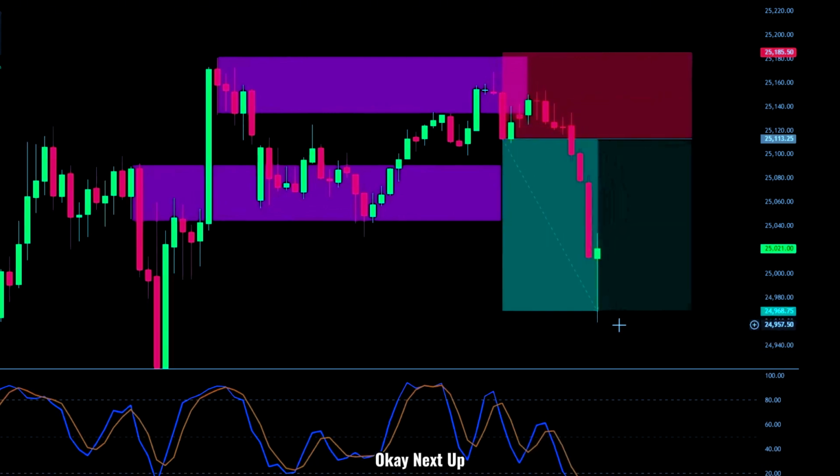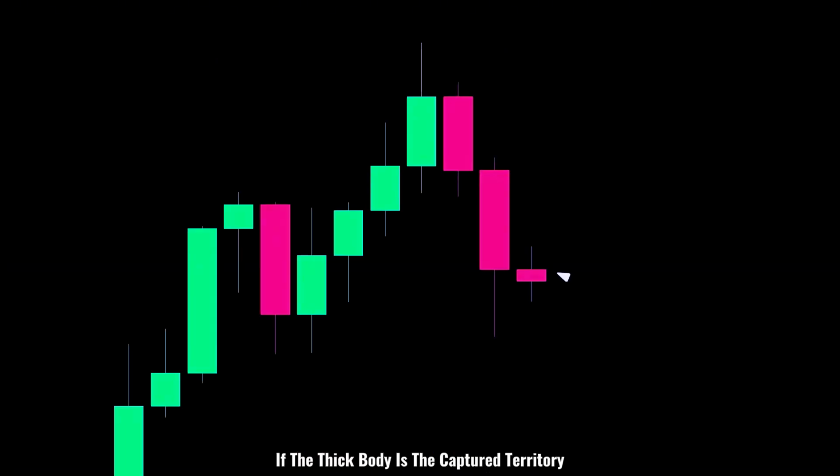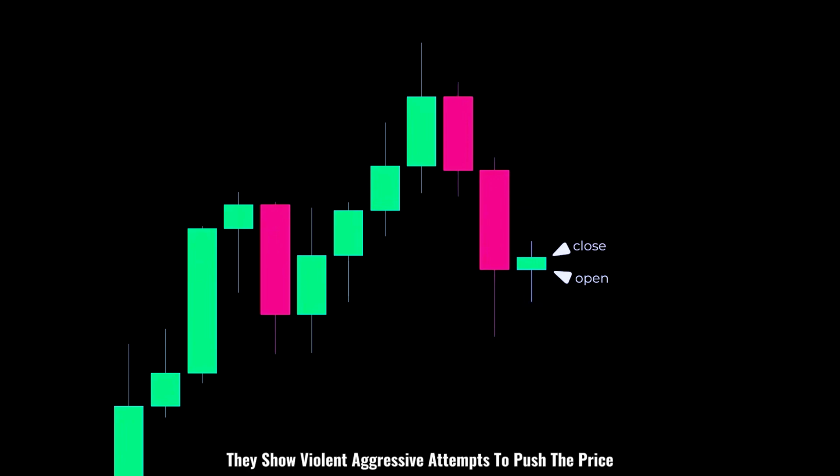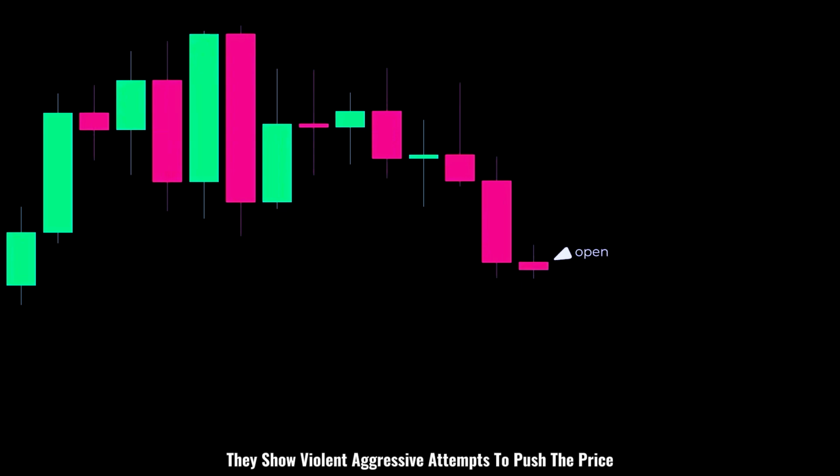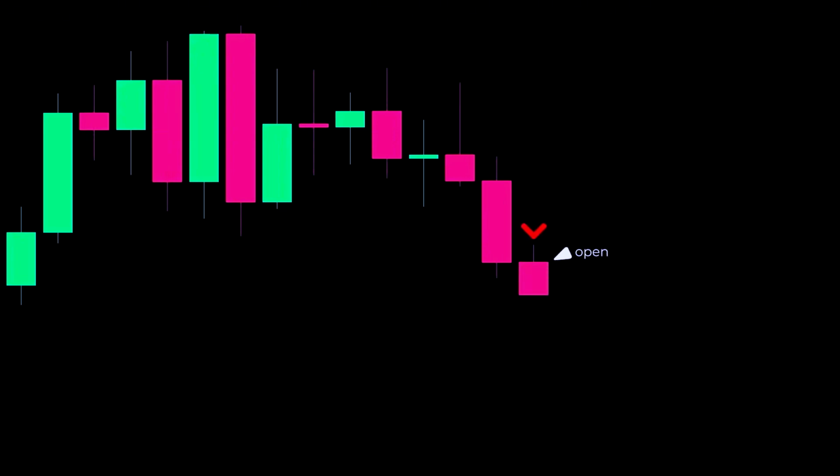Okay, next up, the mystery of the wicks. If the thick body is the captured territory, what are those thin spindly lines sticking out of the top and bottom? I absolutely love this phrase. Wicks are the battle scars of the market. They show violent, aggressive attempts to push the price, which ultimately failed. Someone stepped on that territory, but they just couldn't hold their ground before time ran out.